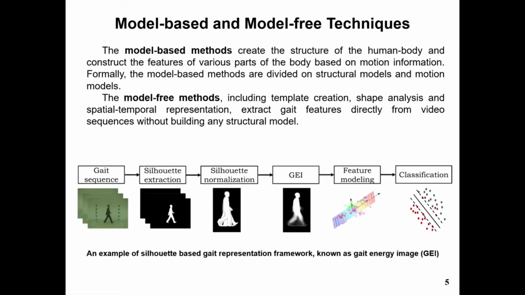The model-based methods create the structure of the human body and construct the features of various parts of the body based on motion information. Formally, the model-based methods are divided into structural models and motion models. On the other hand, the model-free methods, including template creation, shape analysis, and spatial-temporal representation, extract gait features directly from video sequences without building any structural model. A figure on this slide shows an example of a silhouette-based gait representation framework known as gait energy image.